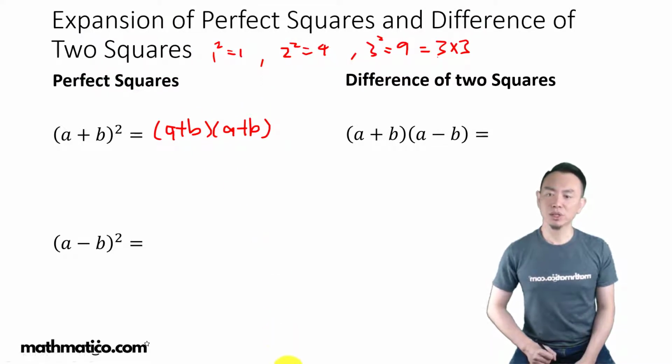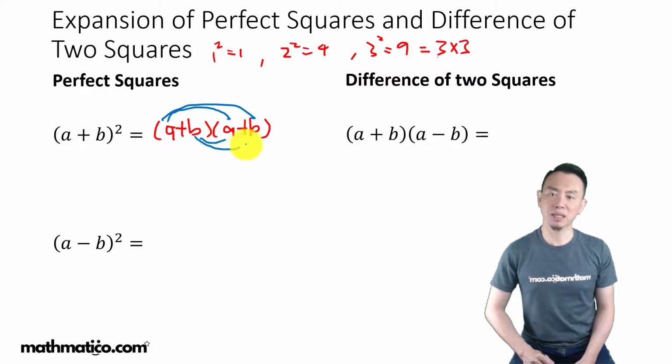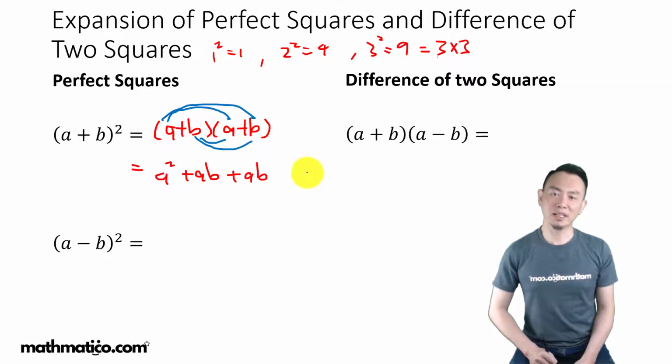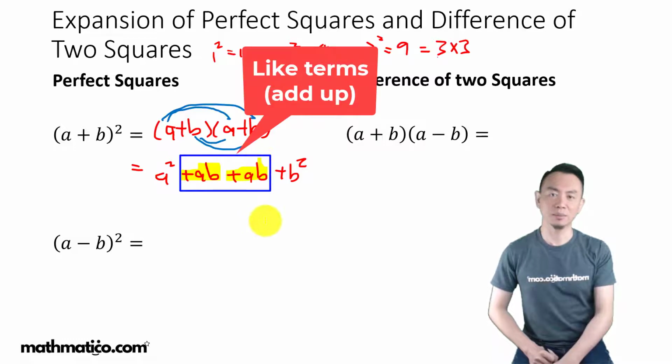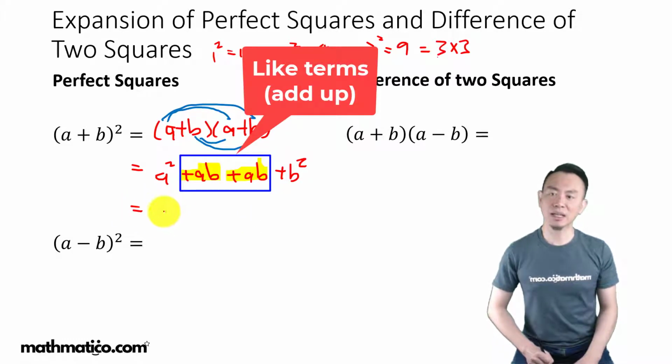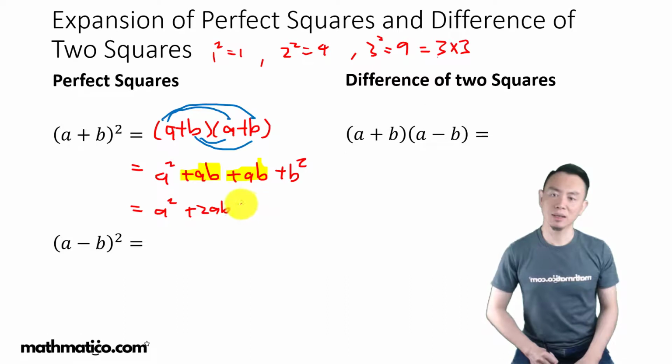If we use the rules of expansion that we learned earlier on, then you see that the a will multiply by the a, multiplied by the b, then b multiplied by a, b multiplied by b. And this gives us a squared, ab plus ab. BA is still AB, right? So I'll write here plus AB as well. Then you have plus BB, which is B squared. And again, you see that this AB here and the AB here, they are like terms, so you add up. So this becomes A squared plus 2AB plus B squared.